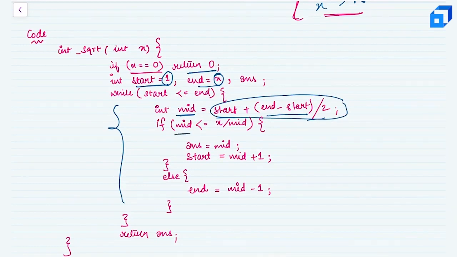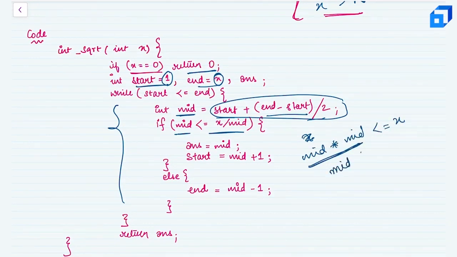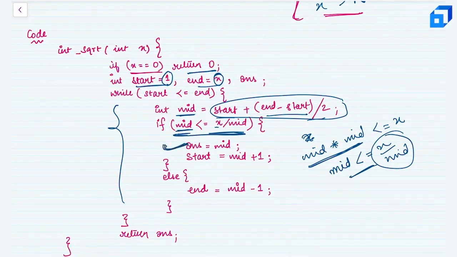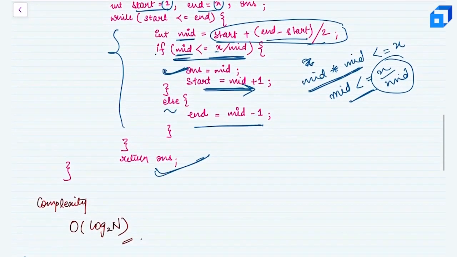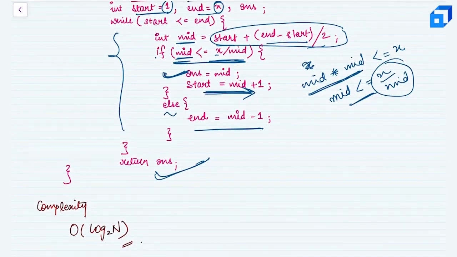And if mid is less than equal to x by mid, what this means is that if mid into mid is less than equal to x. Now this could cause overflow, therefore we'll write it like this. So first we have reduced the value and then we are checking. If this condition becomes true, that means mid is one such possible answer, right? So we will simply store the answer and move to right. Else, if this condition fails, then we'll move to our left. At the end we'll simply return our answer. Now this particular binary search approach is going to take the complexity of order of log base 2 n.